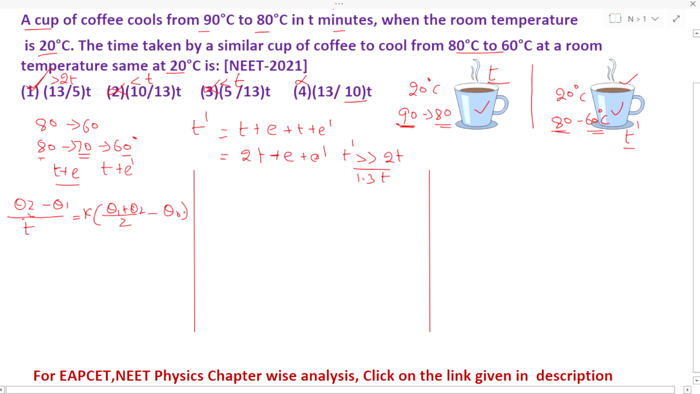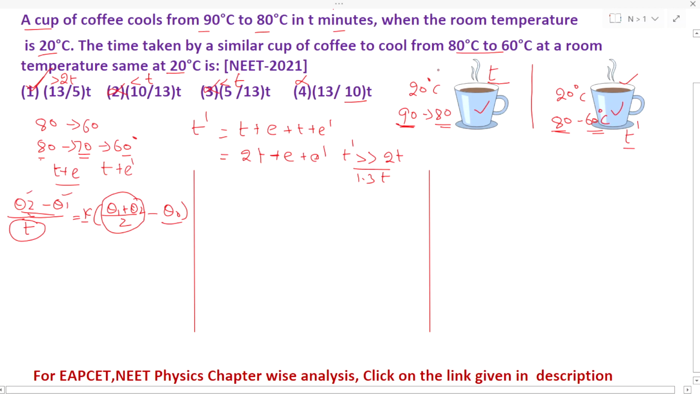Okay, theta naught, where theta 2 minus theta 1 is the temperature difference and (theta 1 plus theta 2) by 2 is the mean temperature, and theta naught is the room temperature, and k is called the cooling constant, and this depends upon surface area and the surroundings, and t is the time taken for the temperature to fall from theta 2 to theta 1.